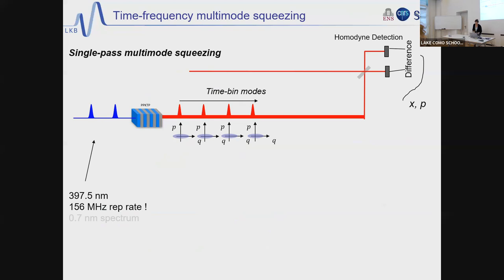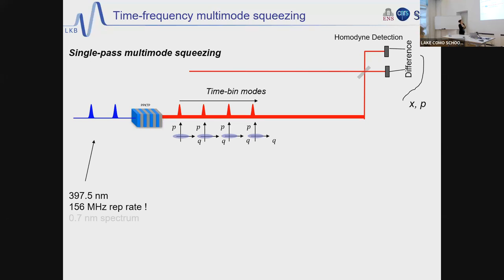And that way I arrived at the system that I really meant to use in the kind of scenario that Roberta was describing before, which is, again, a parametric process in a single-pass configuration, meaning that we don't have any cavity. Normally, for having a very large amount of squeezing, the nonlinear crystal is put in a cavity. So this is the optical parametric oscillator scenario.